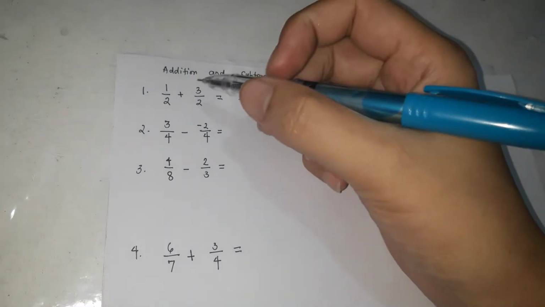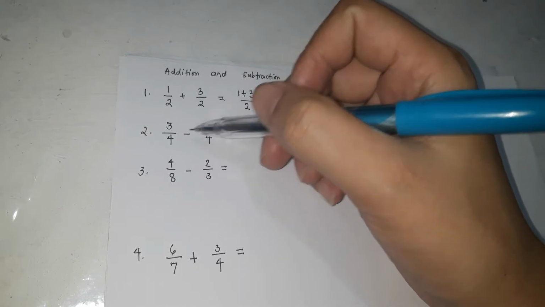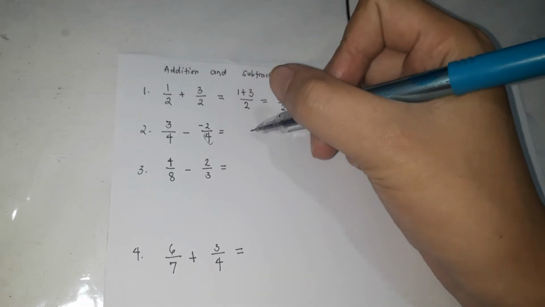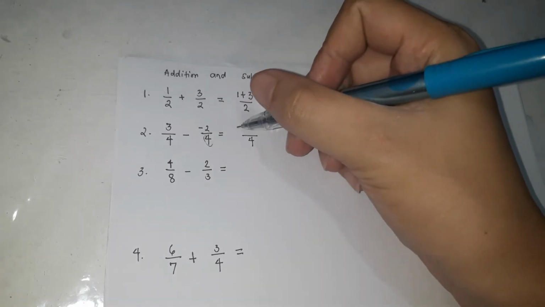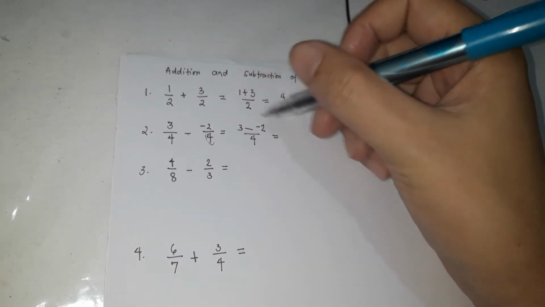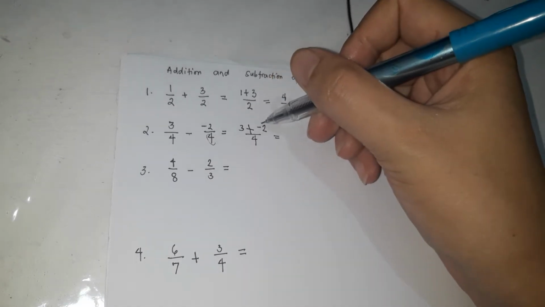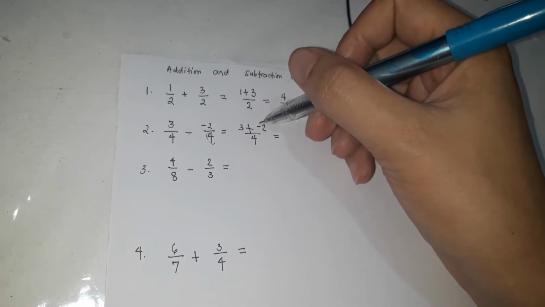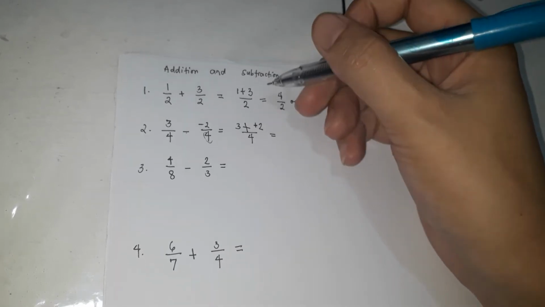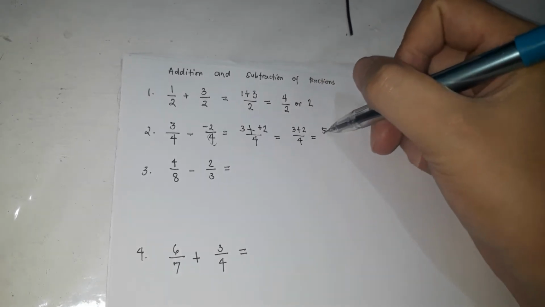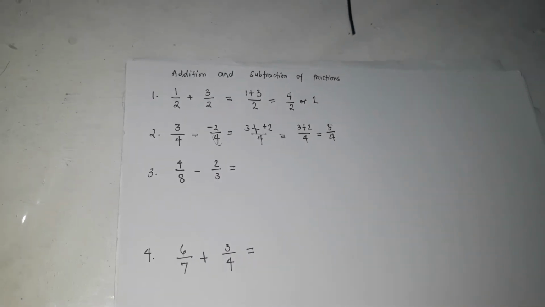Next, 3/4 minus negative 2 over 4. So again, they have similar denominator, which is 4. Because they have similar denominator, you can simply copy the denominator 4. Copy 3 minus negative 2. So if it is minus, what you're going to do is change this to plus, and the sign of the second number would be changed into its opposite. So if it is negative, it will become positive. So 3 plus 2 over 4, which is equal to 5 over 4. So that's easy because they are similar.